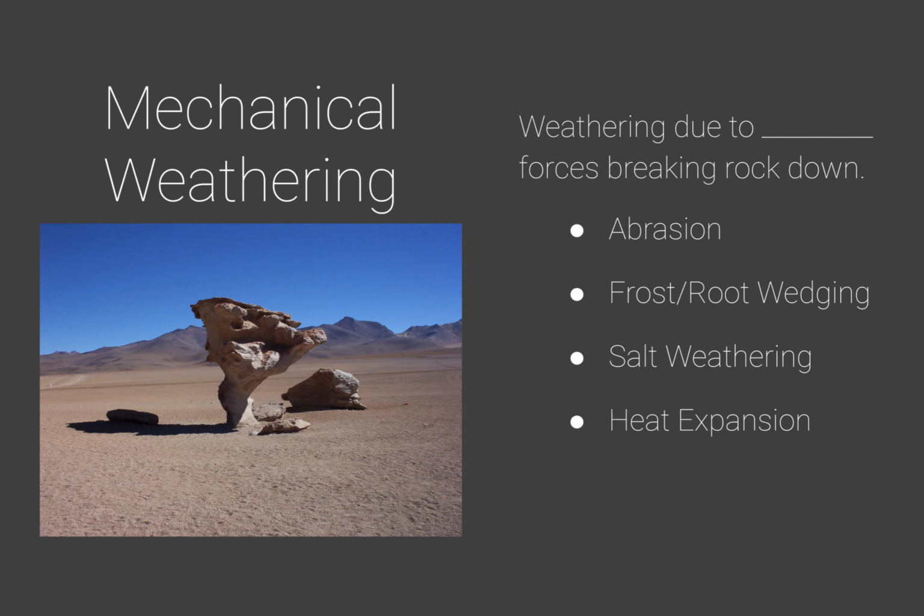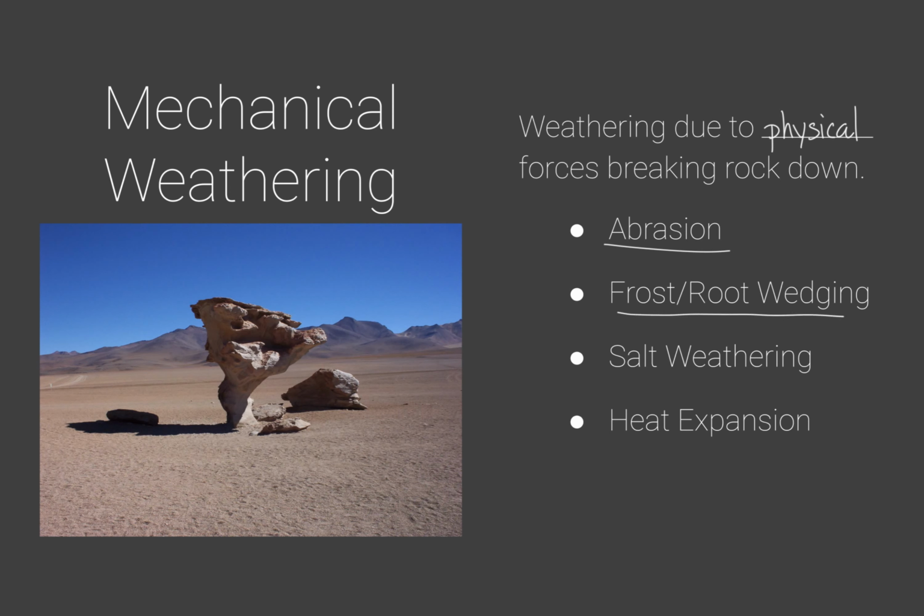The second type of weathering is mechanical weathering. Again, mechanical weathering is due to physical forces actually breaking rock down. So this isn't chemical reactions, these are physical forces. And this could be, as an example, abrasion. An abrasion would be rubbing against something to wear it down, much like sandpaper can do to wood. You can use sandpaper to abrade wood, and it'll smooth that wood out.